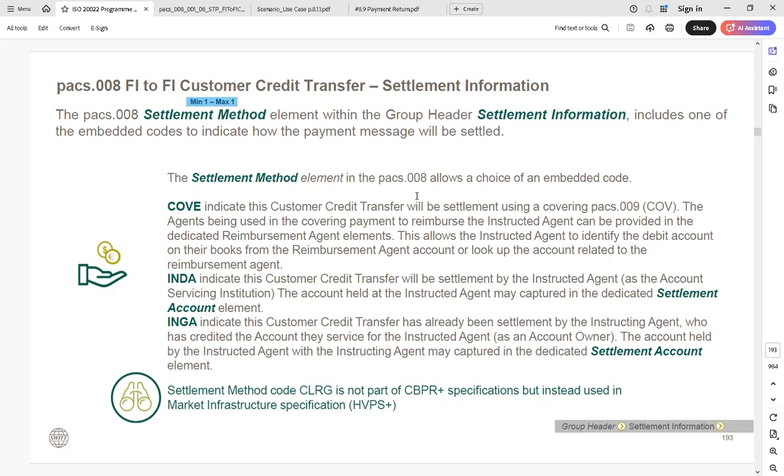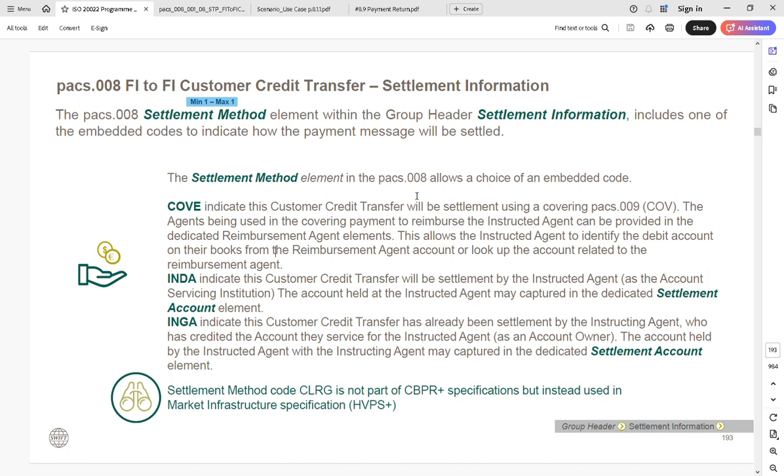First is cover, which is COV. The cover method we used in MT202, right? Or we are going to study in PACS.009. At that time we saw that a customer credit transfer will be settled using cover PACS.009. So in the case of PACS and MT202 cover, remember, the agents, meaning the banks, are used in the covering payment to reimburse the instructing agent. The short story is that whenever we have to send a cover payment, at that time cover is going to settle the payment. Okay, short story.